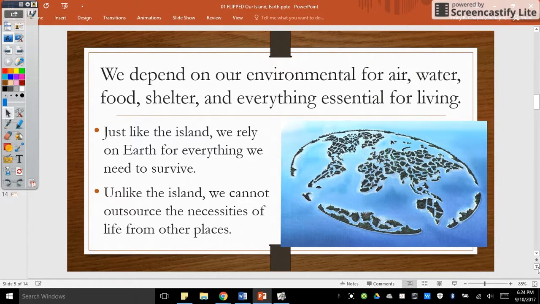So if you think of Earth kind of like an island, we do not have the ability to outsource our food, shelter, air, and water. We have to use what we already have on our island or on Earth. Otherwise, we are going to fail.